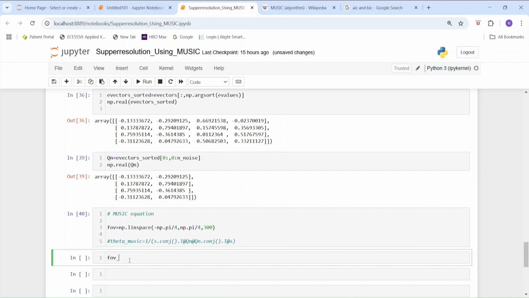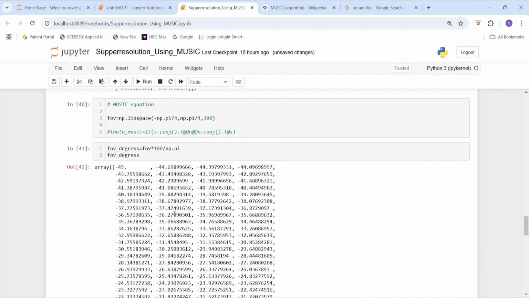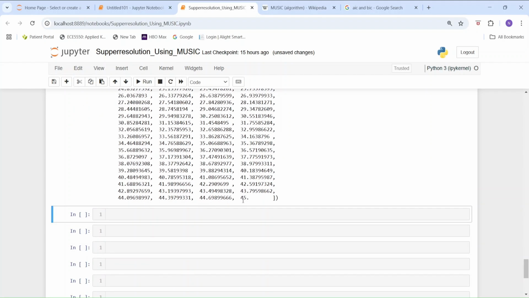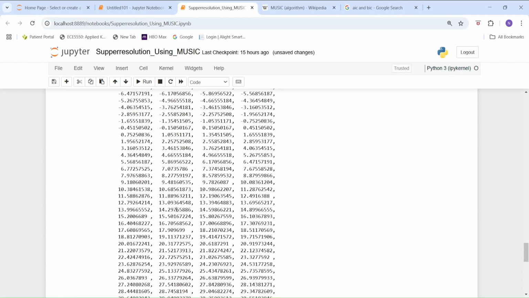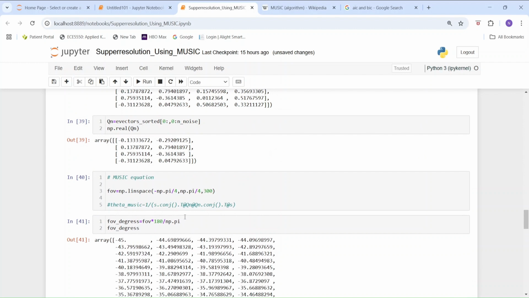So we need to convert it into degrees: FOV right here multiplied by 180 divided by np.pi, and let's look into the angles. Okay, so the field of view or the scanning angle starts from minus 45 degrees, and it will have 300 points and end up at plus 45 degrees. Okay, and remember we had two targets, and somewhere in these angles we have the answers, right? And the algorithm is going to find out what those angles are. Remember, the answer should be 10 degrees and 20 degrees. That's what we had in the simulation, right? Okay, so let's find out the angles.